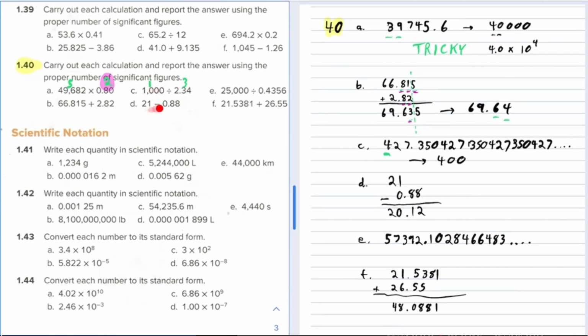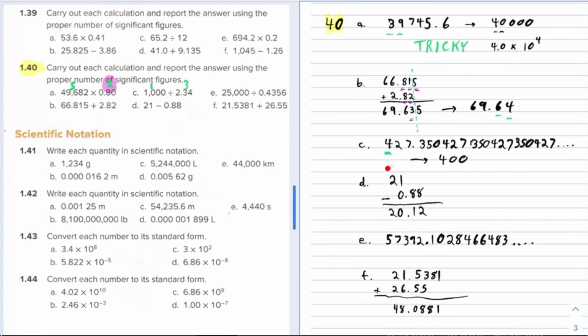Okay, D, 21 minus 0.88. Now this is addition subtraction again. Addition subtraction, you keep the least number of decimal places. A good way to do that is simply to line up the numbers that you're adding or subtracting. So 21 minus 0.88, this is how you line it up. Now 21, the last digit position is the ones. 0.88, the last digit position is the hundredth. So we're going to be limited to the ones.